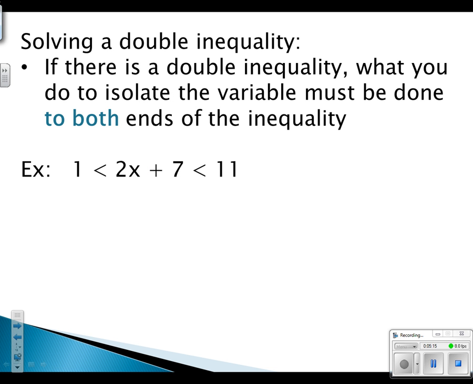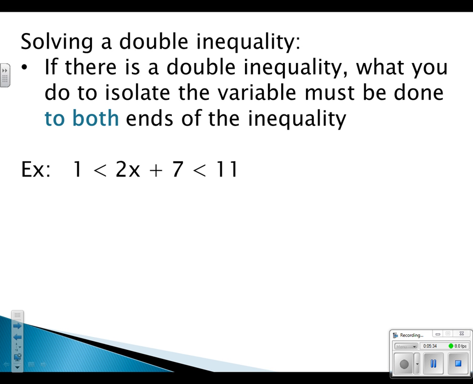This one is called a double inequality. You might hear it called a compound inequality, possibly. But it's still going to technically follow those same solving steps. It's just that whatever you do to isolate your variable, you need to do it to the left and to the right of that center expression.